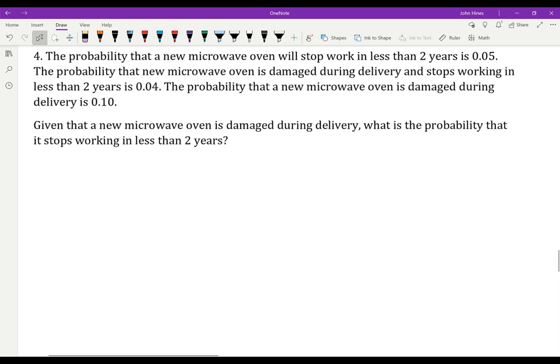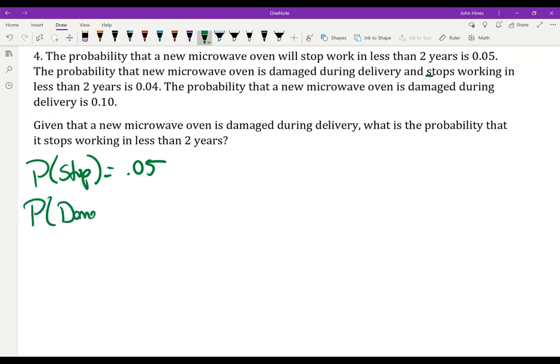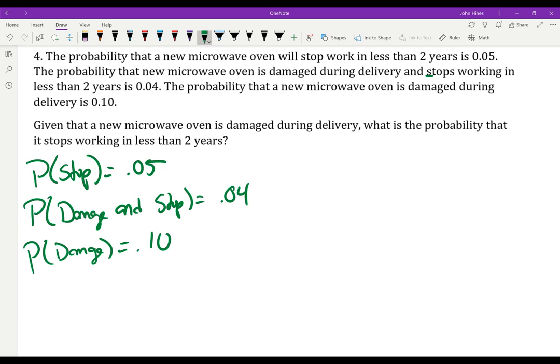One more and we're done. The probability that a new microwave oven will stop working in less than 2 years is 0.05%. I'm going to take some notes. The probability it stops working is 0.05%. The probability that a new microwave is damaged during delivery and stops working is 0.04. So damage and stops working, that's awful, is 0.04. The probability that a microwave oven is damaged during delivery is 10%. That's awful. They need a new delivery company. So I just read those and kind of took notes.